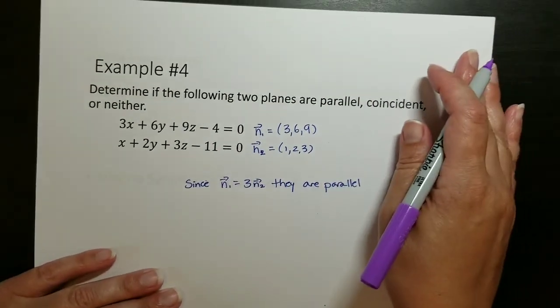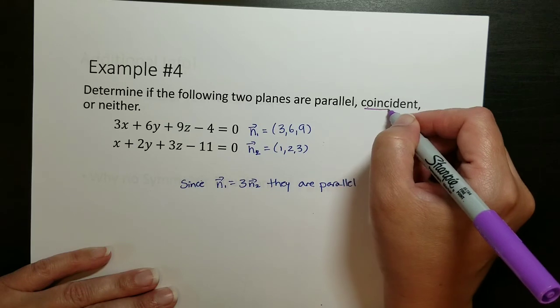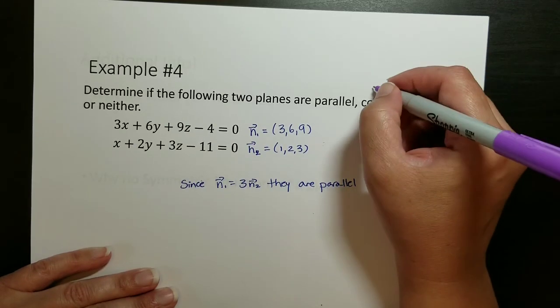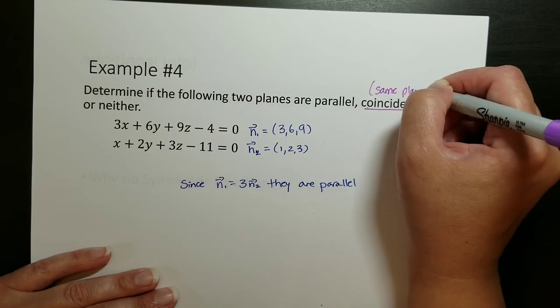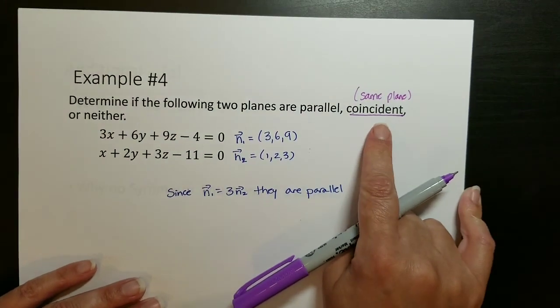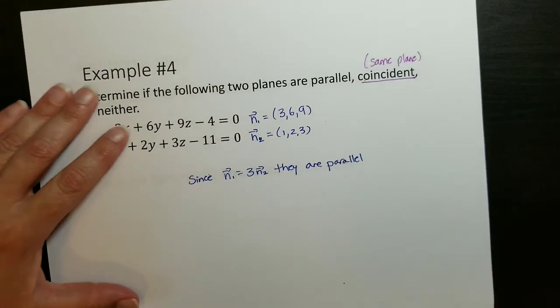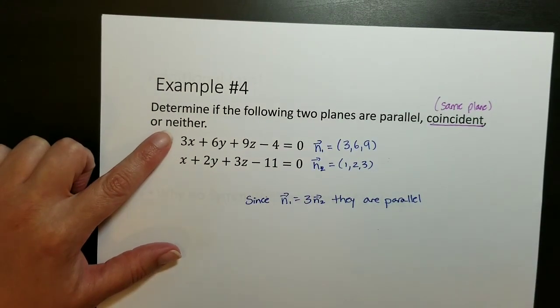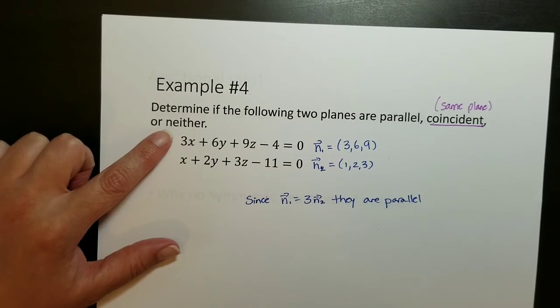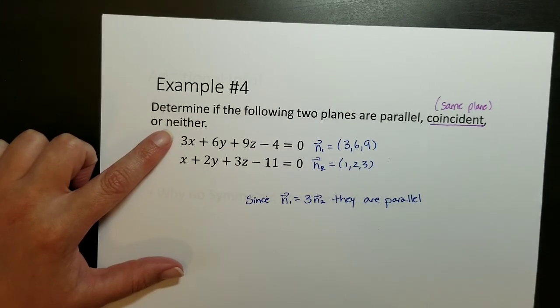So parallel, I think, people understand what that means. Coincident means the exact same plane. So coincident means two planes that are exactly the same, or neither. That's going to be planes that cross each other, and we are going to look at intersection of planes towards the end of this unit. Okay.